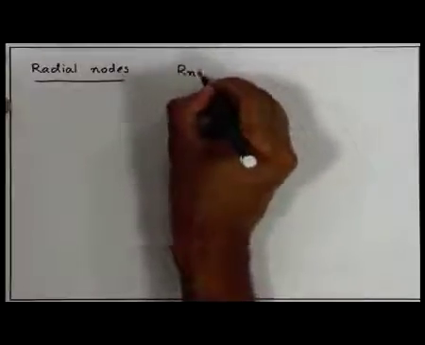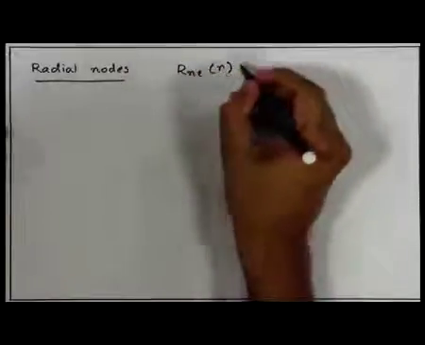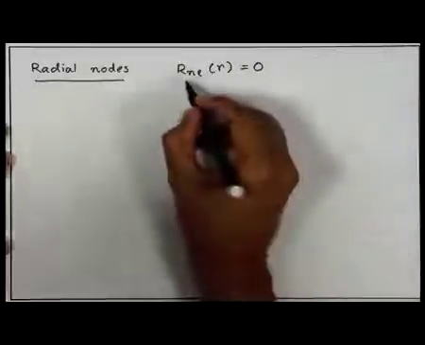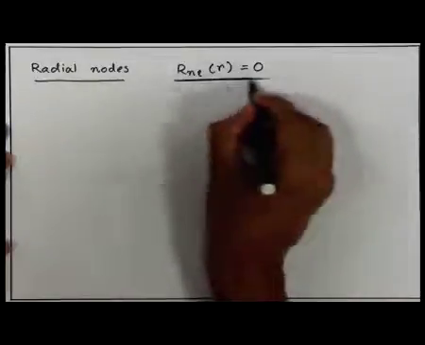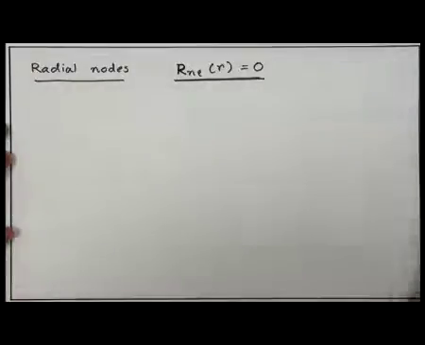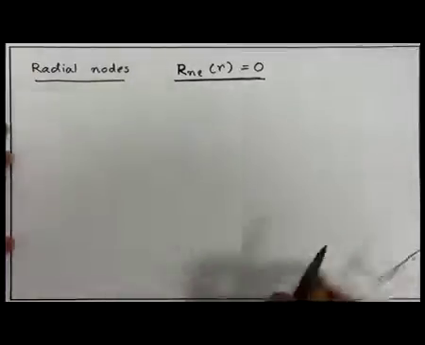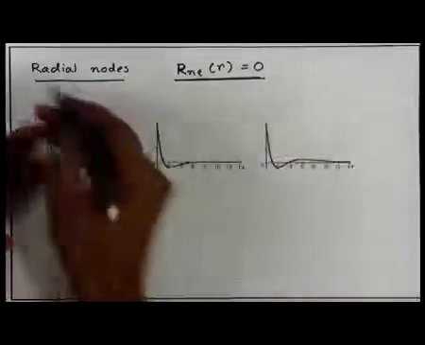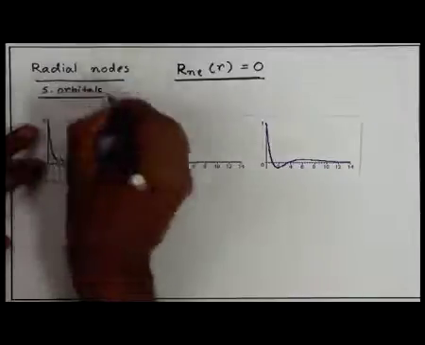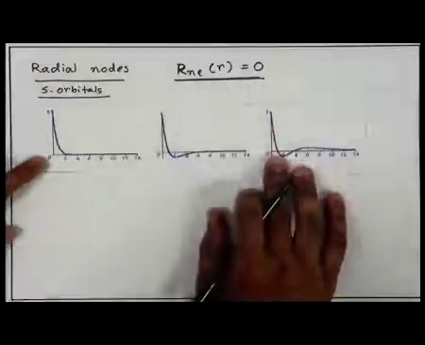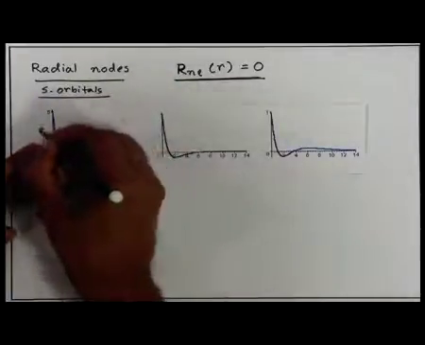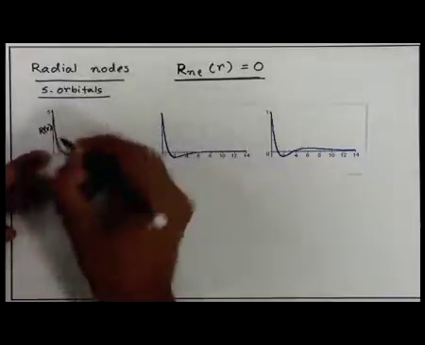The radial part of the wave function depends only on the radial coordinate r, and this is 0. We will ask when this component, R_nl, the radial component of the wave function, becomes 0. We will first look for s orbitals. For s orbitals, what I am showing you here is the radial component of the wave function. On the x axis, r is plotted.